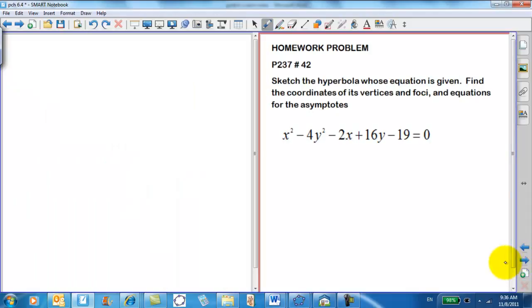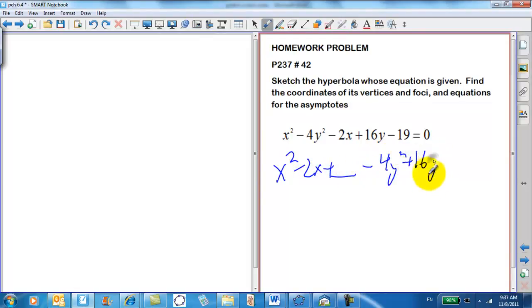Sketch the hyperbola equations given and find the coordinates of the vertices and the foci and the equations for the asymptotes. Well, the big pain on this one is that it's not in what we call our standard form. So we have to separate the variables. No big deal. x squared minus 2x plus blank minus 4y squared plus 16y plus blank equals 19 plus blank.